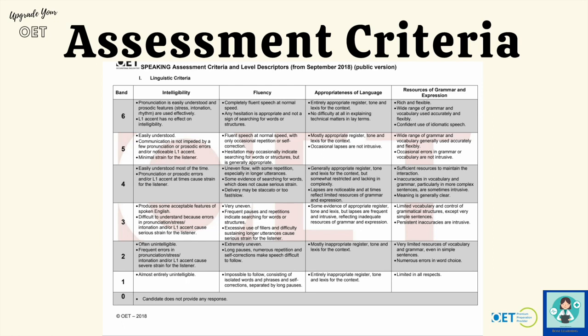Just so that you have an overview, if you don't already know it, the way that the OET speaking is assessed is in two sections. The first one is the linguistic criteria. There are 4 categories here, and each are marked out of a 6. To get those 400 scores, you of course need to be getting 5s and 6s throughout, really. And the assessment criteria here looks at intelligibility, fluency, appropriateness of language, and resources of grammar and expression.